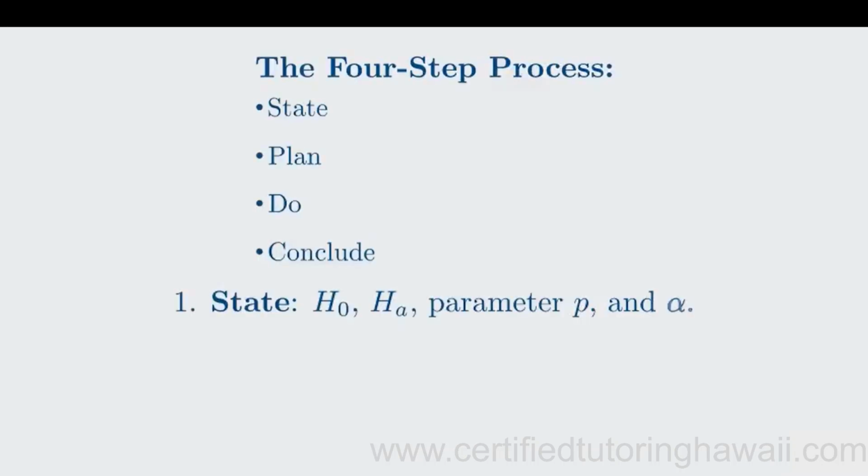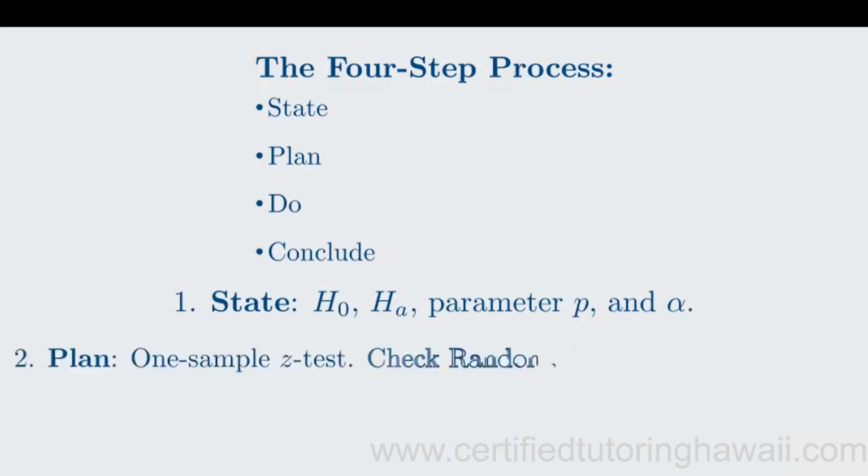To wrap up our lesson, let's review the step-by-step procedure for any significance test for a population proportion. Think of this as your roadmap for the AP exam. First, you state your hypotheses, define the parameter you are testing, and choose your significance level. Second, you plan by identifying the appropriate inference method. In this case, a one-sample z-test for a proportion, and checking the necessary conditions, randomness, independence, and the large counts condition. Third, you do the work.